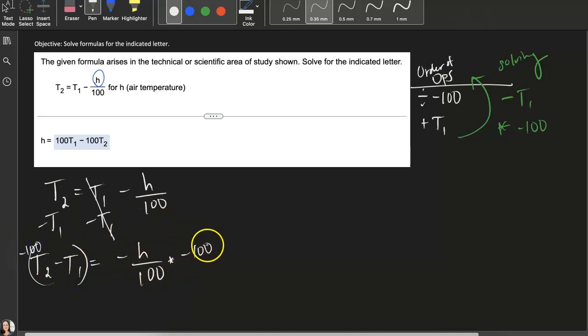So negative 100 divided by 100 with this negative sign out front, all of these things become 1, or 1h technically. On the left side of the equation, I can distribute that negative 100 if I need to. I can write negative 100 t sub 2. Negative times a negative becomes positive 100 t sub 1.